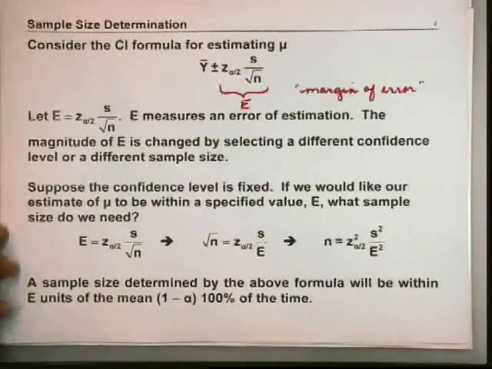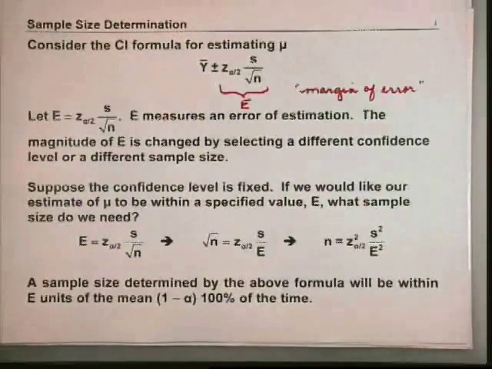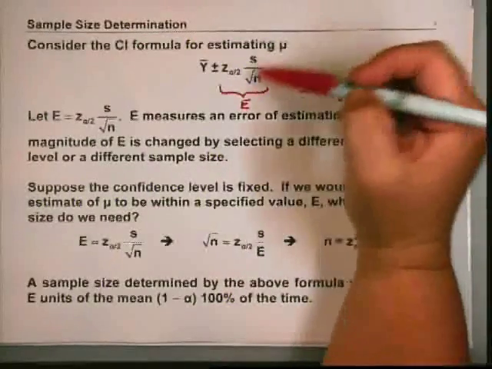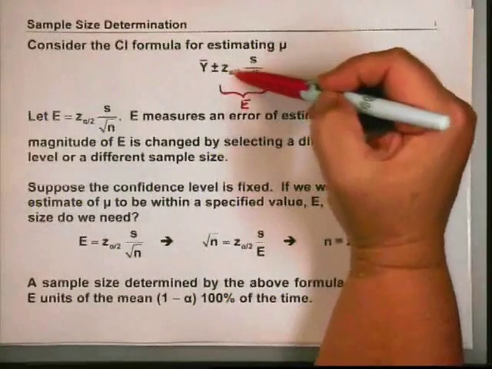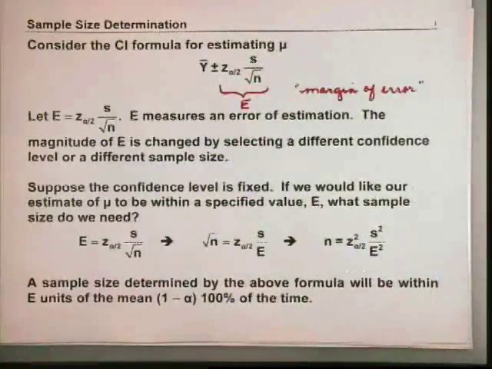The magnitude of E, or this bound on the estimation, is changed by selecting a different confidence level or changing the sample size. So we know if we change alpha, Z changes, and that changes the magnitude of E, but I don't want to sacrifice confidence. I want to maintain a high confidence level. So if I want to decrease a confidence interval, I want to do it by increasing sample size, not by sacrificing confidence. So we know those two things influence it.